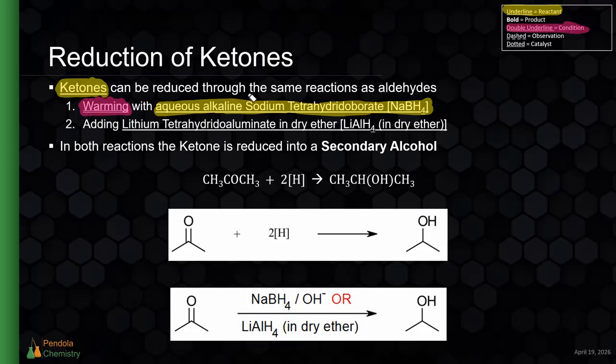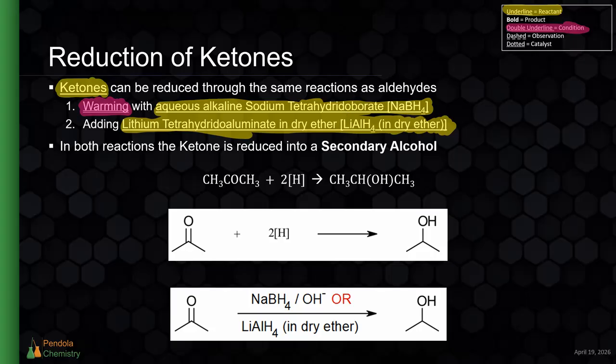That is one option here. And the other option is the exact same other option we had with aldehydes. It's going to be lithium tetrahydridoaluminate in dry ether because, again, that LiAlH4 reacts with water. So the exact same reactant we use for the aldehyde, we can use to reduce the ketone. Because, again, these two are the most common reducing agents there are in chemistry.